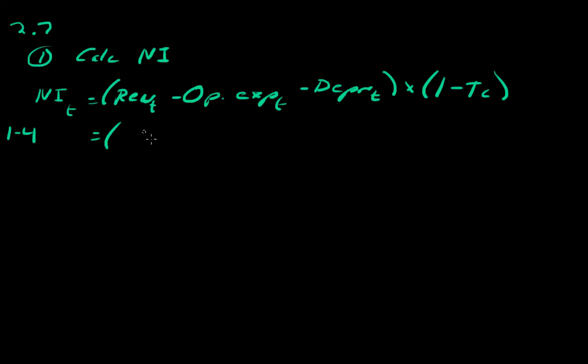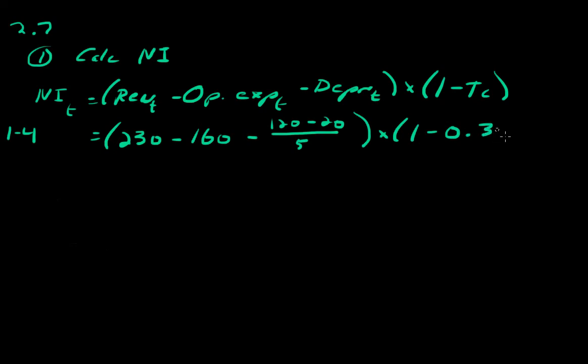Now we can plug in. Our revenue was told to be 230, operating expenses of 160. Our depreciation is simply the initial cost less the ending book value divided by the years, and our tax rate was 35%. So we do that math, and we should get 32.5.